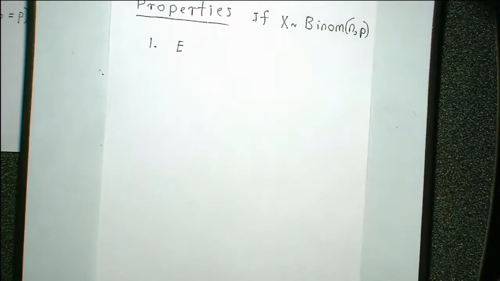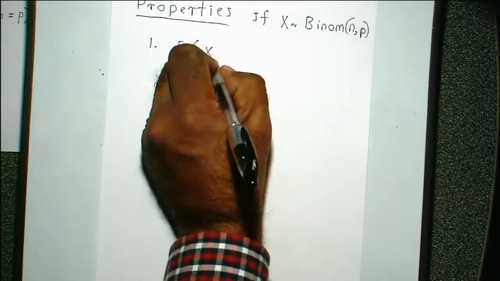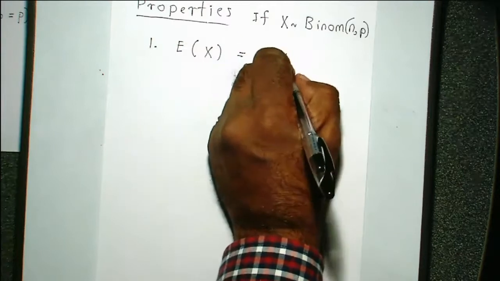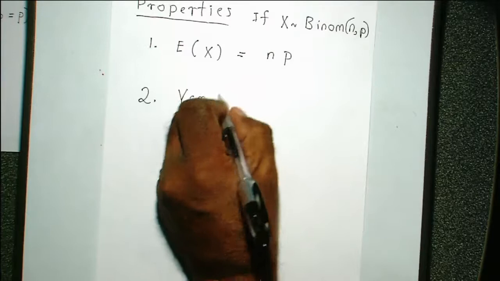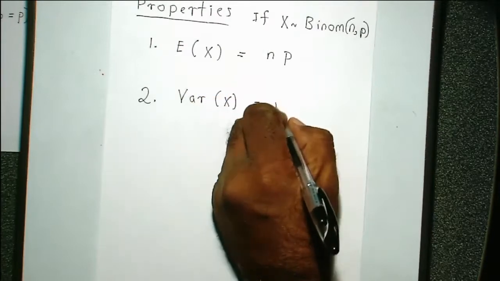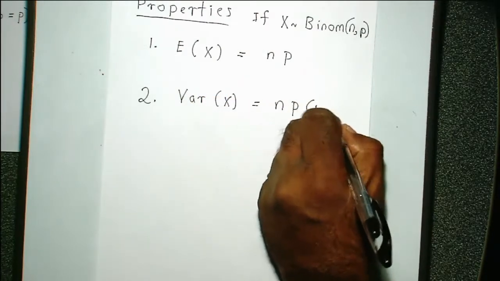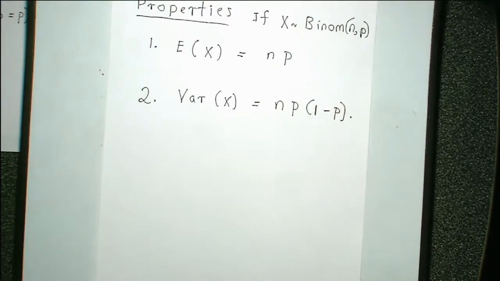If X has a binomial distribution with parameters n and p, then the expectation of X is n times p, and the variance of X, I'm sure you know all of this, is n times p times 1 minus p. So these are two properties of the binomial distribution. I'm sure you know these properties from probability 1, right?